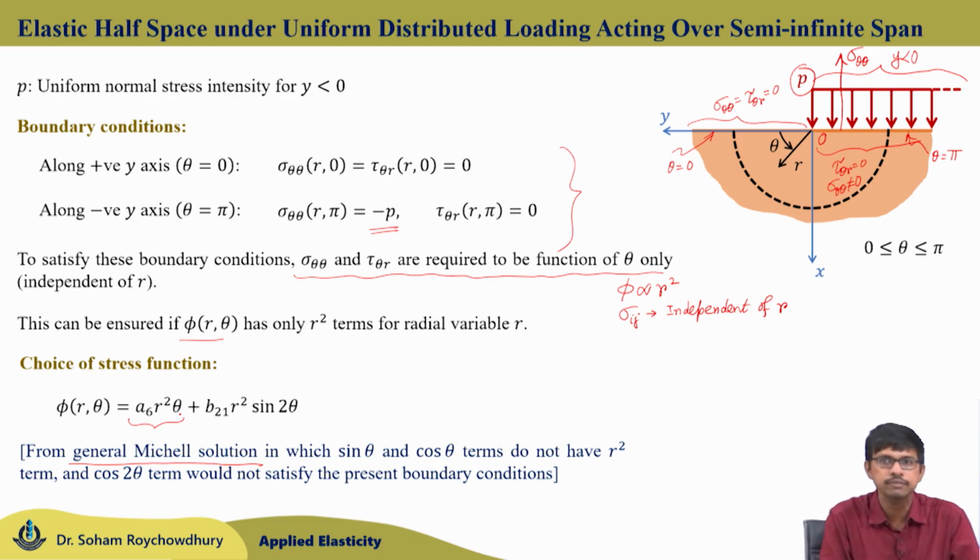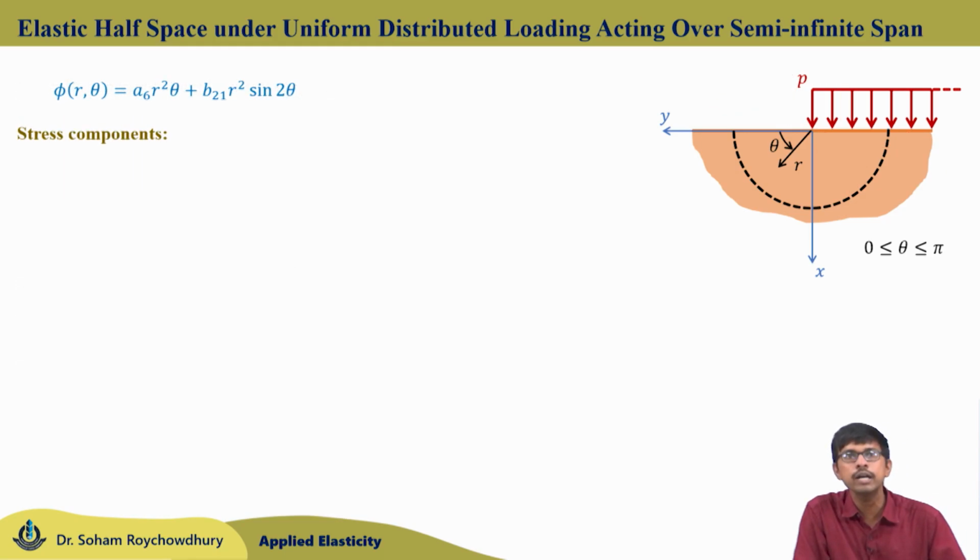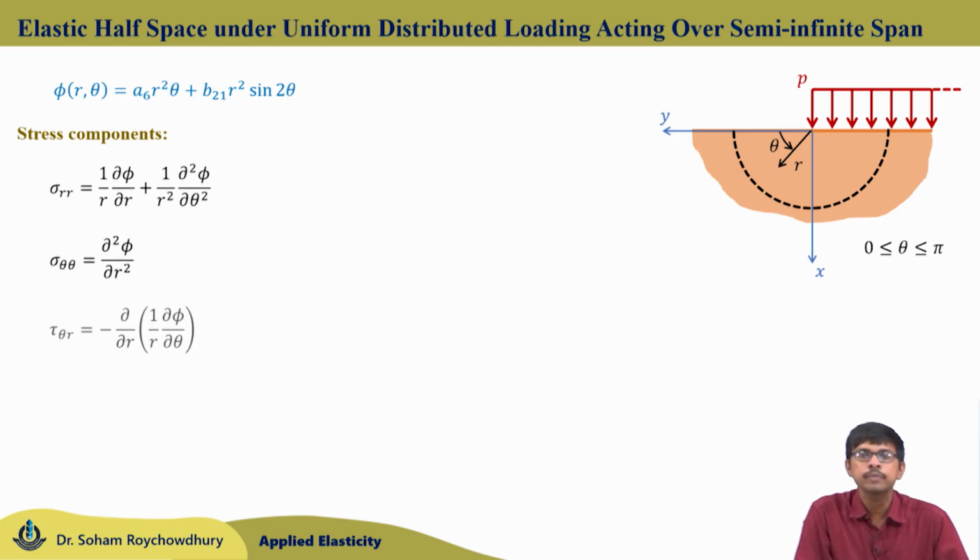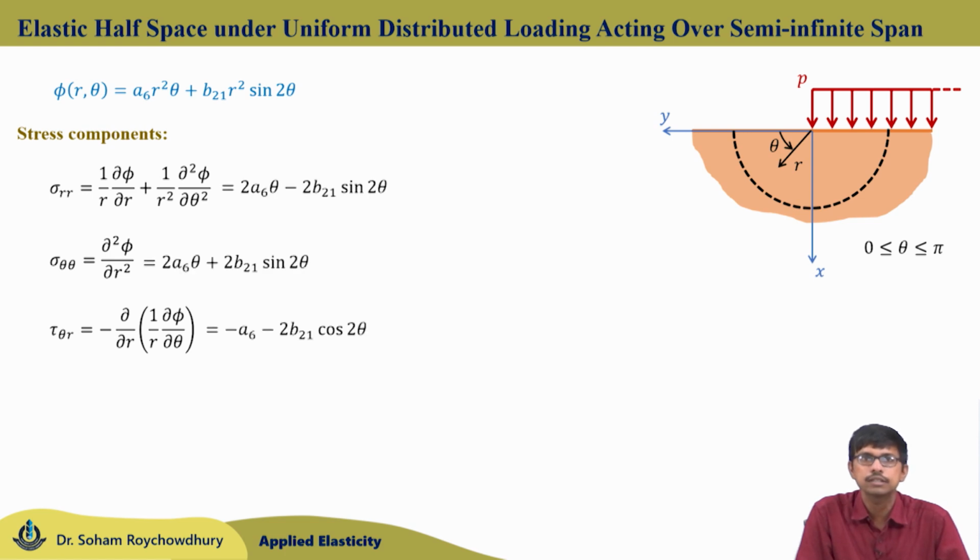So, we are choosing our stress function with these two terms: a6 r square theta plus b21 r square sin 2 theta. Now, with respect to this stress function, the stress components sigma r, sigma theta theta and tau r theta for the present problem can be obtained like this. Sigma r is 2 a6 theta minus 2 b21 sin 2 theta, sigma theta theta is 2 a6 theta plus 2 b21 sin 2 theta, and tau r theta is minus a6 minus 2 b21 cos 2 theta.